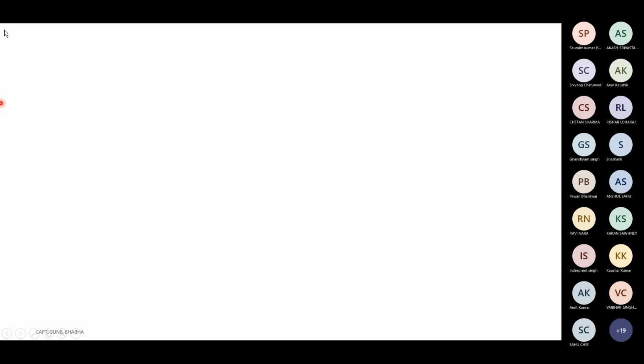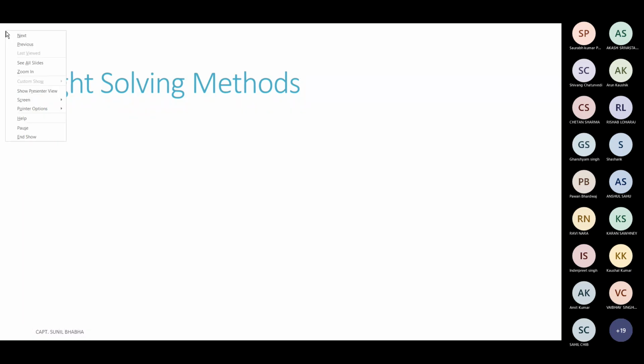Now, having understood the basics related to site solving or celestial observations, now let's go into the methods with which we can solve the sites.